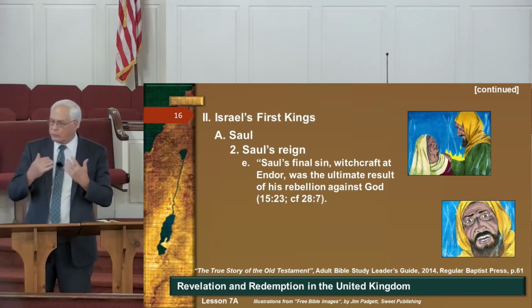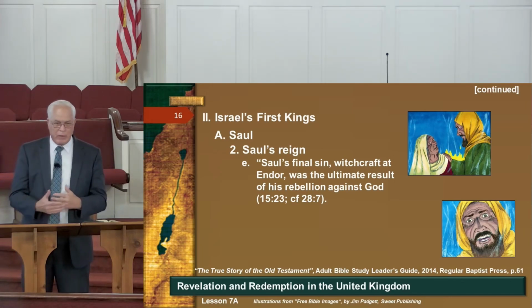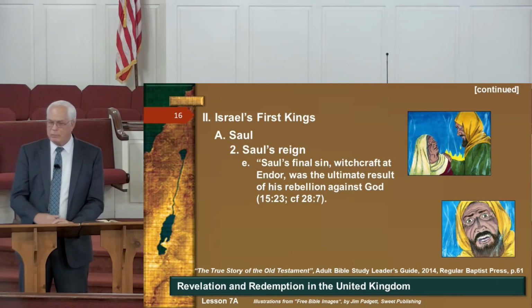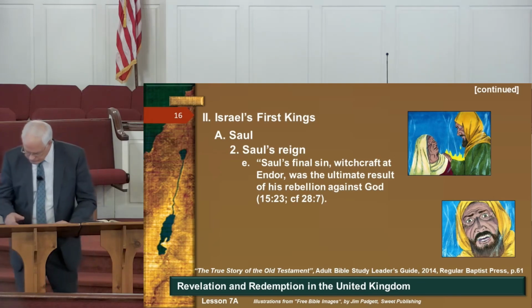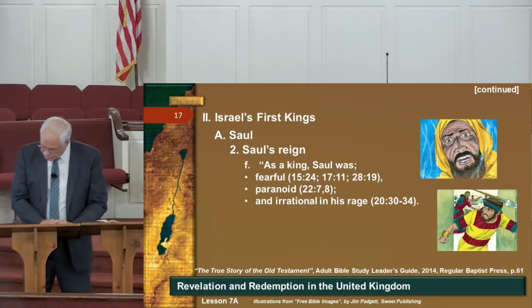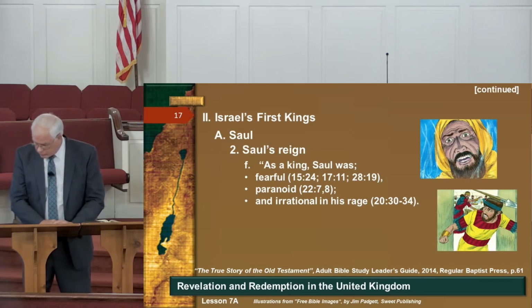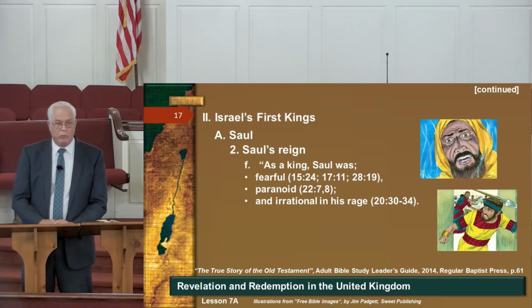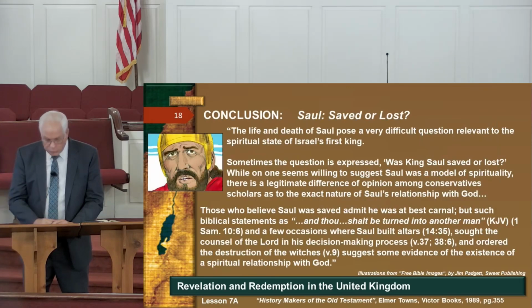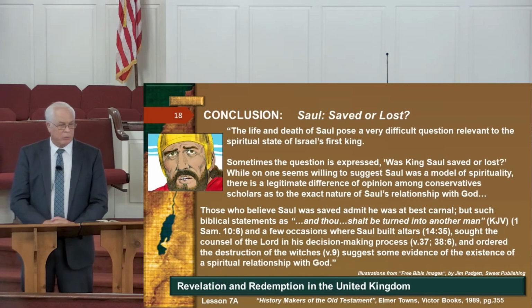Again, Saul was disobedient. He was not supposed to consult a witch. Another disobedience. Even as a leader, disobedience. His rebellion. As a king, he was fearful, he was paranoid, he was irrational. You saw those already. He was fearful of the people, fearful of the situations all the time, and how he mishandled everything. So the conclusion is, was Saul saved or was he lost?